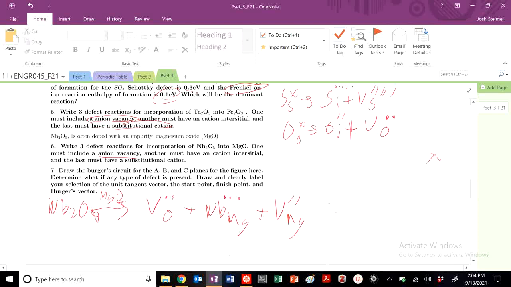Let's see. Actually, let's go ahead and let's do some counting. So I need 2 here, so that's going to be 6, 8. So how many oxygen? I could do 4 here actually. So that gives me charge neutrality. Now let's do some mass balance. Nb, 2 Nb. How many oxygens I need? 5. Oxygen X. There we go.